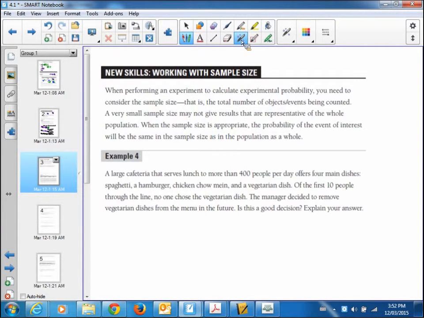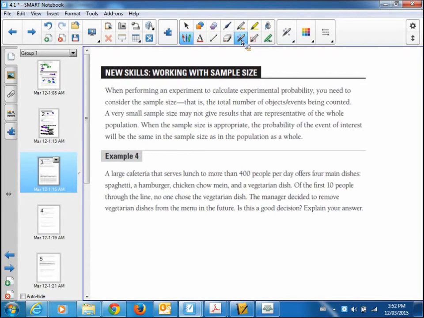I'd say it isn't a good decision because there's probably some vegetarians who want to eat from the cafeteria. They just didn't happen to be the first ones lined up. 10 is a very small sample size compared to 400 students who would line up. Rather than eliminating that dish altogether, the manager should probably just keep track of how many total are sold in the day and plan amounts accordingly.